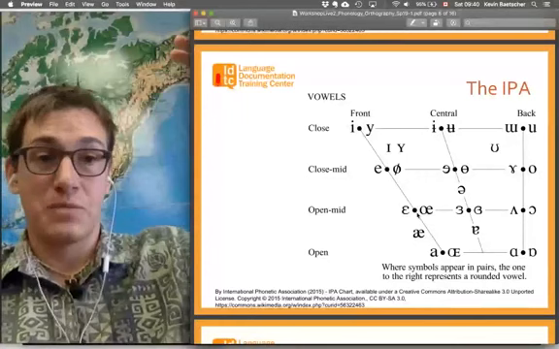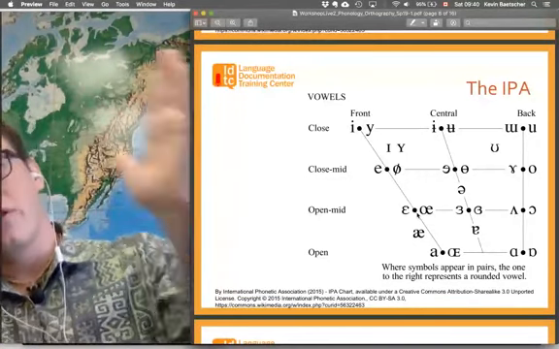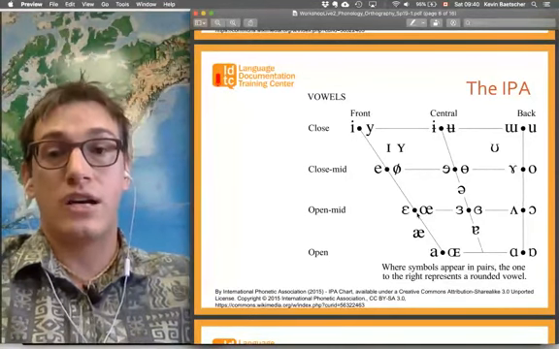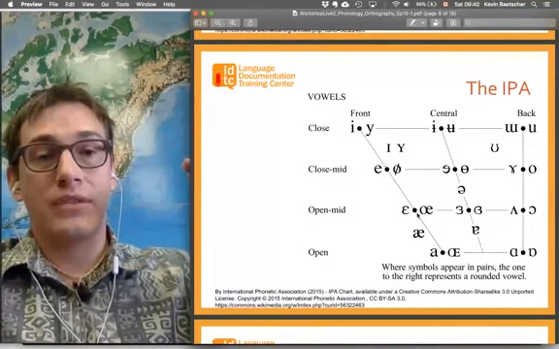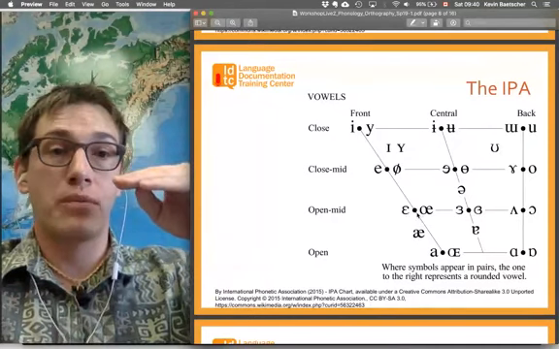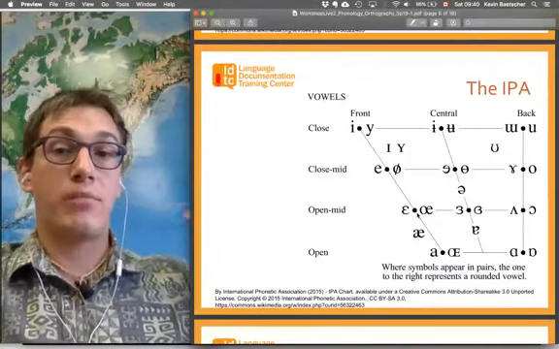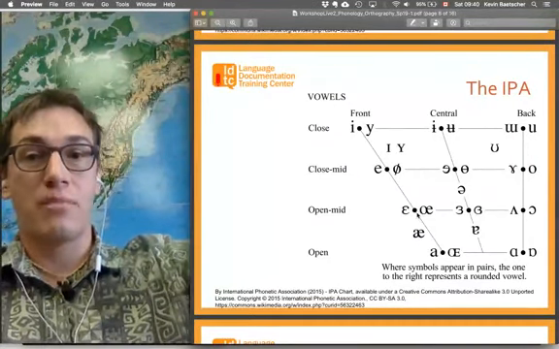I want to just explain the organization of this chart as well. From the left to the right shows what your tongue does. If you pronounce the E, your tongue is in a front position, as opposed to when you pronounce U, where your tongue is in a very back position. But in both cases, your tongue is high. So you see that they're in the top row of this chart.